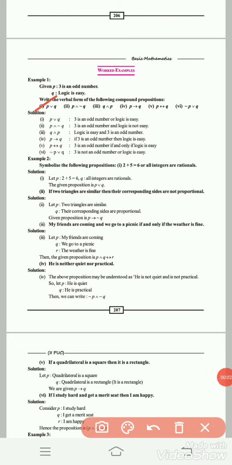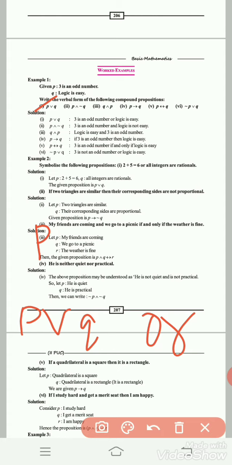First one is P or Q. See, V symbol means that is OR. P disjunction Q. It can be written in verbal form. First write down the P statement. P statement is 3 is an odd number. Symbol is OR. Q is logic is easy. Therefore, first one: 3 is an odd number or logic is easy.